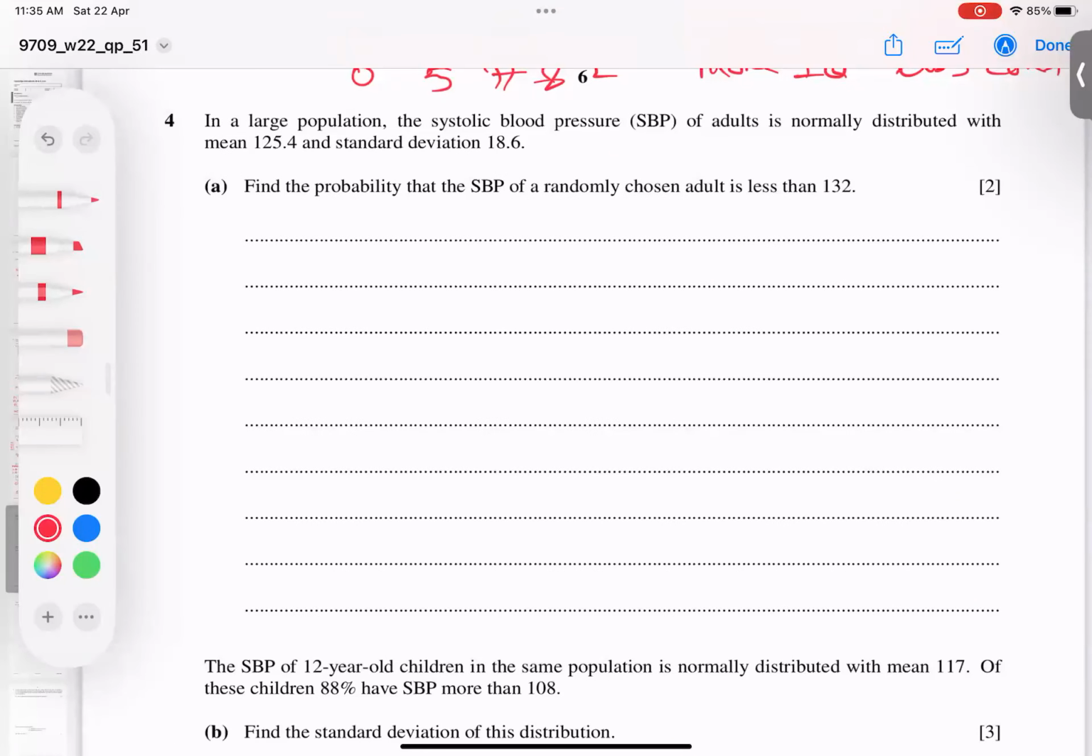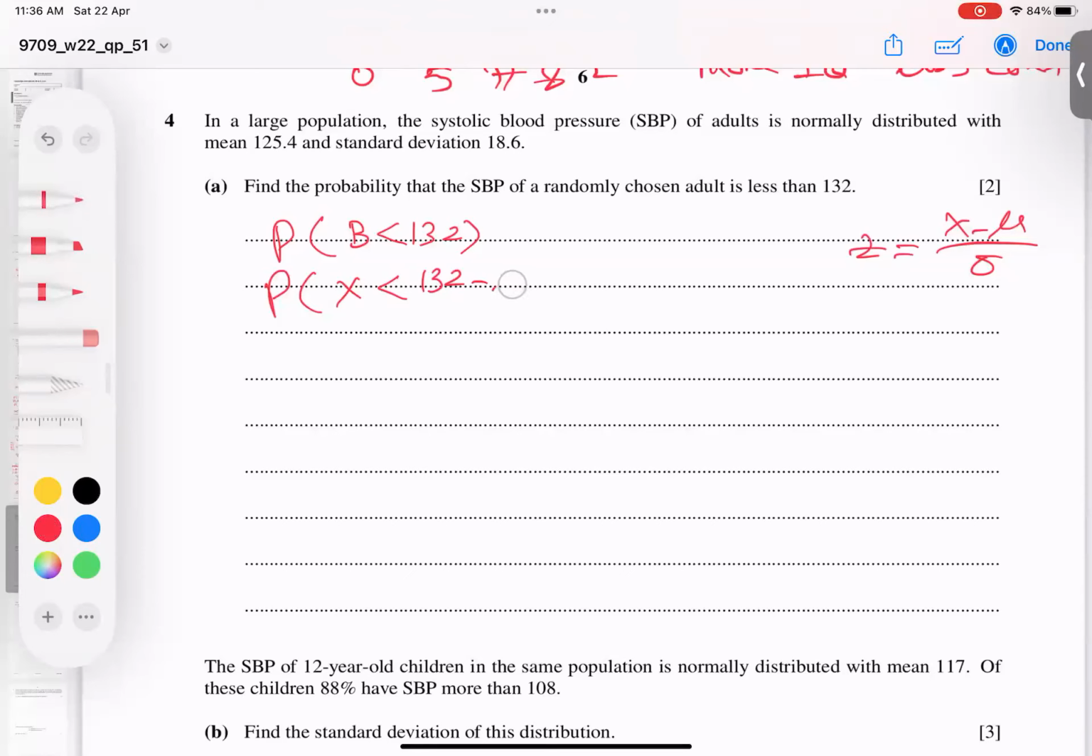A large population has blood pressure given, and normal distribution is mentioned here, and the mean is given, the deviation is given. Find the probability that an adult is less than this one. So what is the technique? Blood pressure, BP, less than 132. How can we do this, students? So we convert x less than 132 using the formula x minus mean divided by deviation, and we convert to normal form.